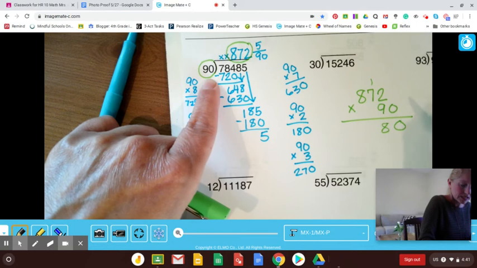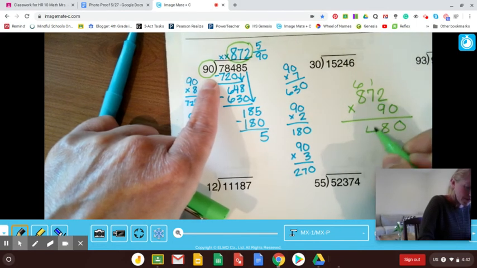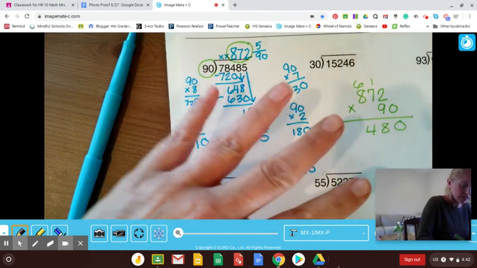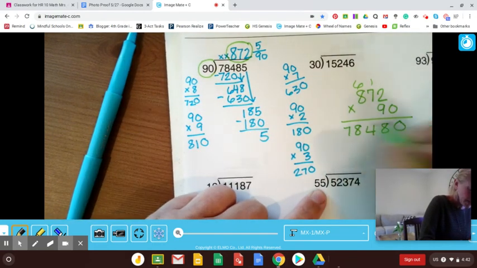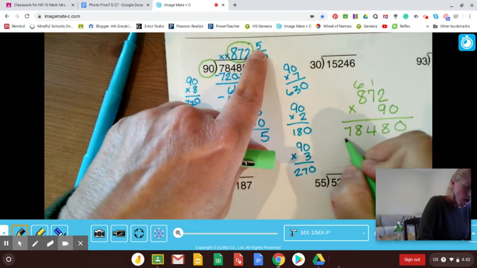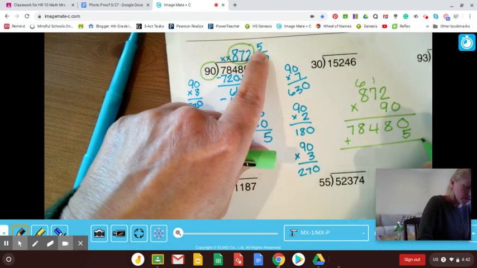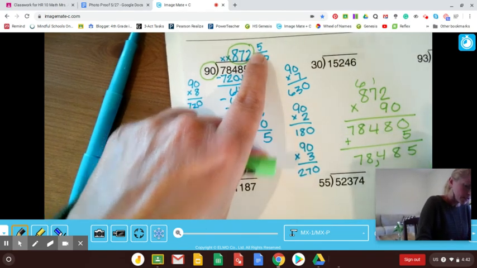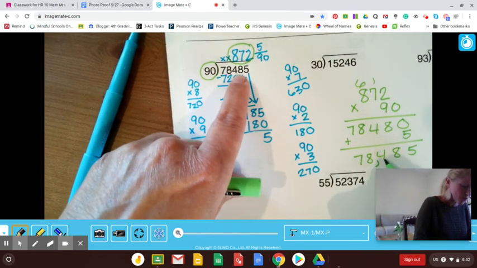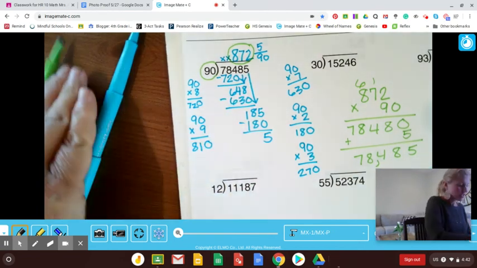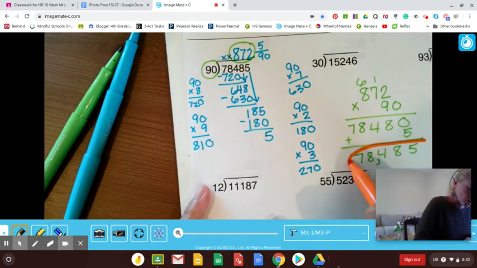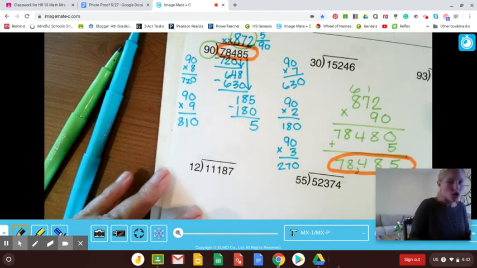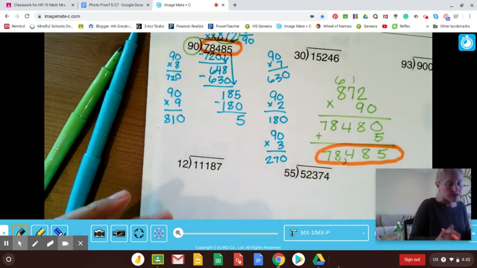9 times 7 is 63, plus 1 is 64. 9 times 8 is 72, 73, 74, 75, 76, 77, 78. And then don't forget about your 5. We need to add on our remainder. So we are going to get, did we get this right? 78,485. And it matches, right? Our answer to our check matches our dividend. And so we know we got it right, which is amazing.